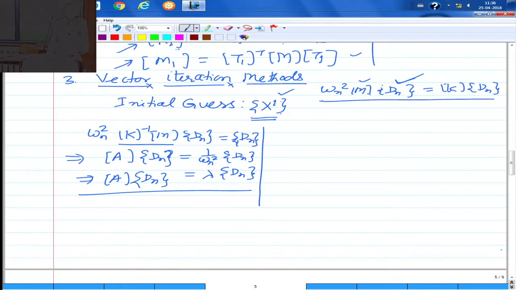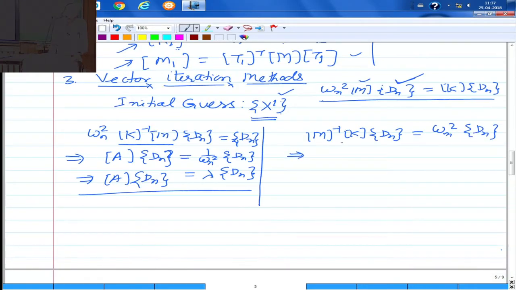The other way is, now I multiply m inverse on both sides. Let me write the right hand side first. So I can write the same thing as m inverse into k into dn is equal to, this side you will get omega n square, m inverse into m would be identity matrix, so you will simply get omega n square into dn.